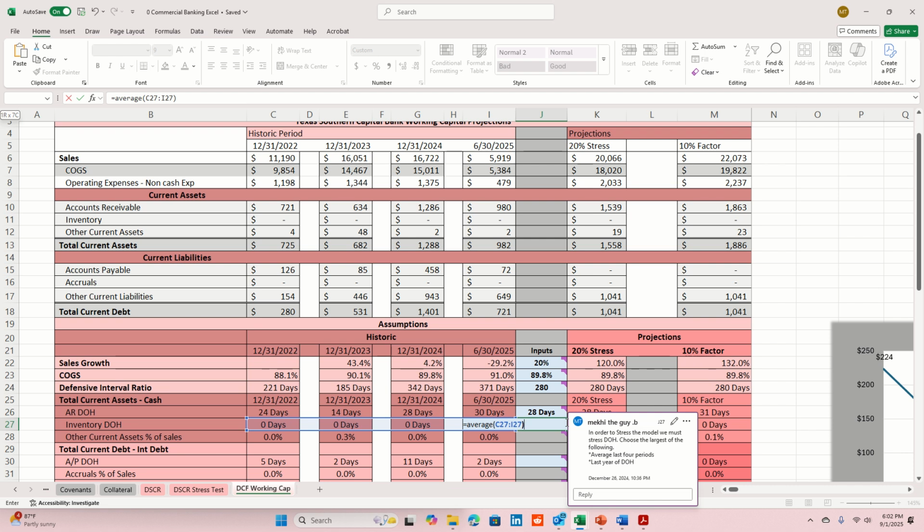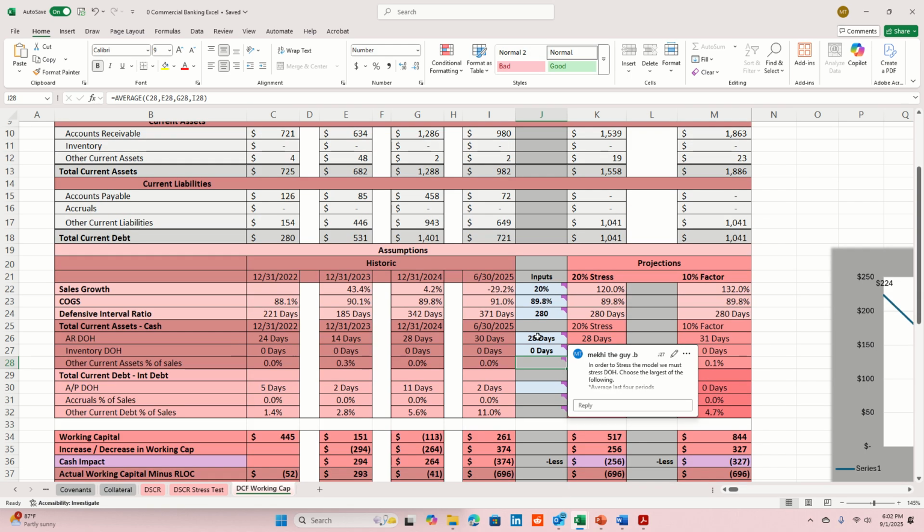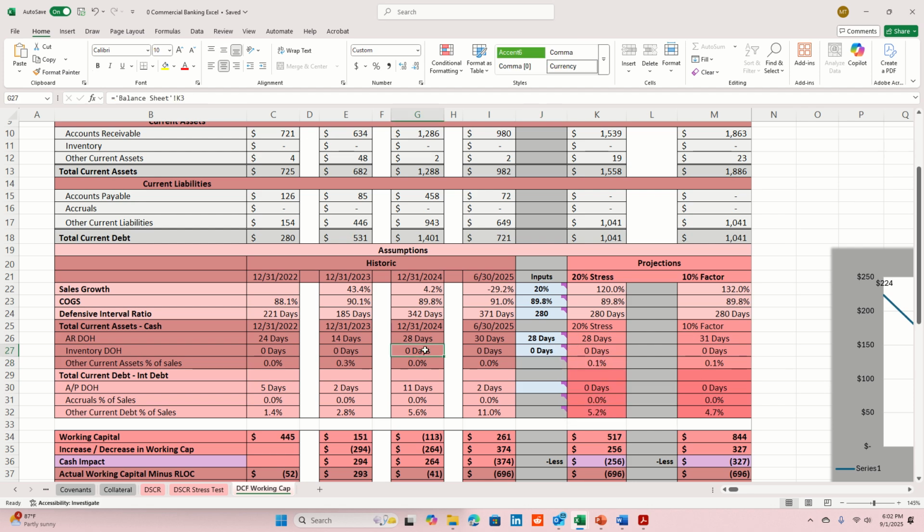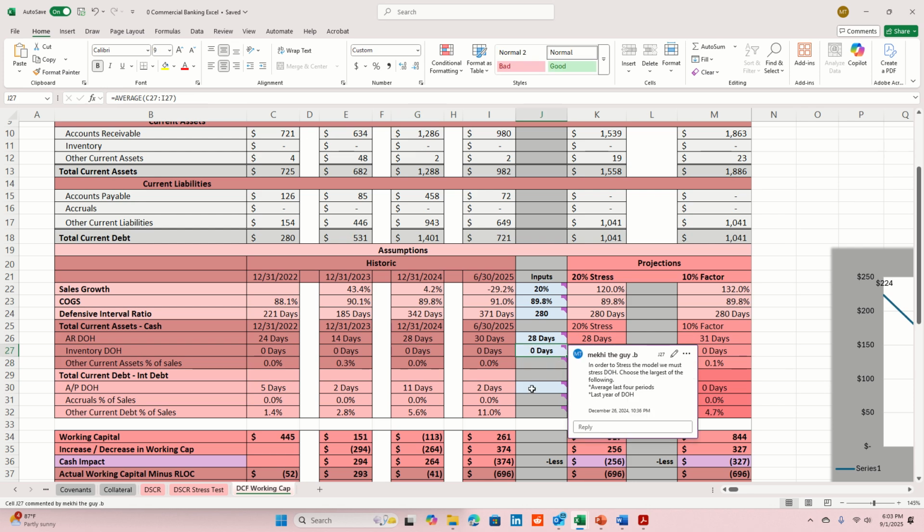So right here, we're going to assume the largest of the average or the most recent full year days on hand. So we got 0 days here. 0 days is equal to 0 days. So we're just going to leave it at 0 days.